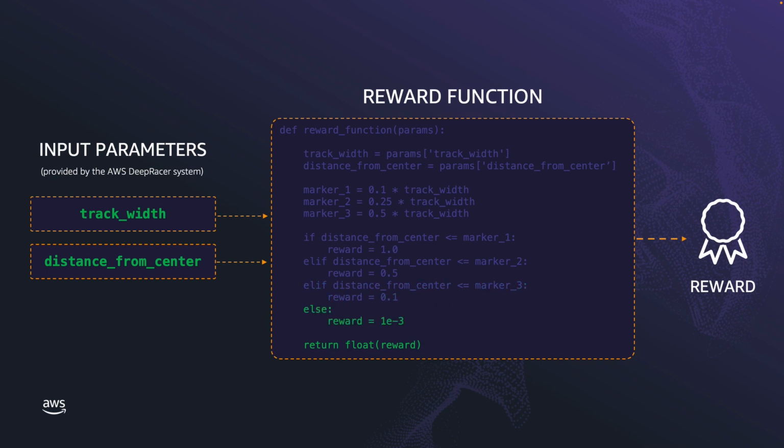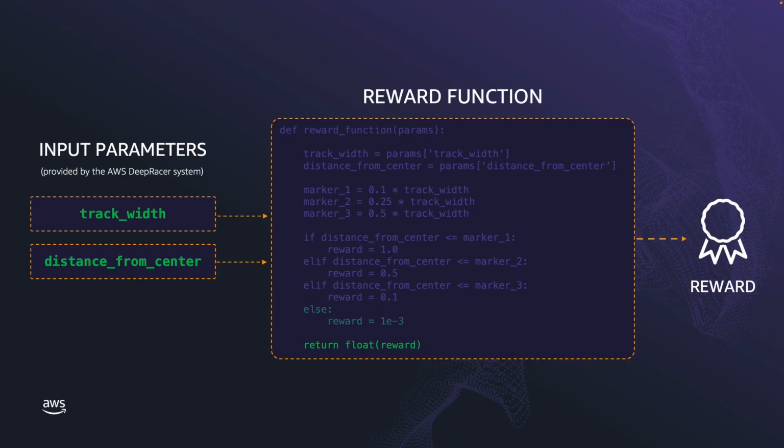Finally, if it's not even in the widest zone, then it's likely the agent has crashed or gone off track. So we issue the smallest possible reward, which is 1e minus 3, which is actually 0.001. But we usually use 1e minus 3 to denote the smallest possible reward. The final line then returns the issued reward to the AWS DeepRacer system. So that's how the reward function works.